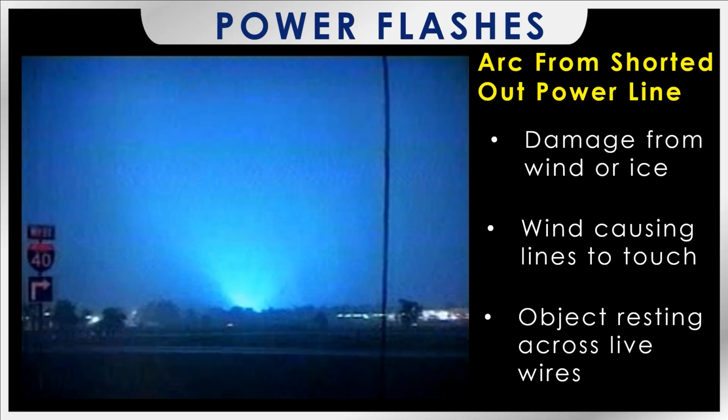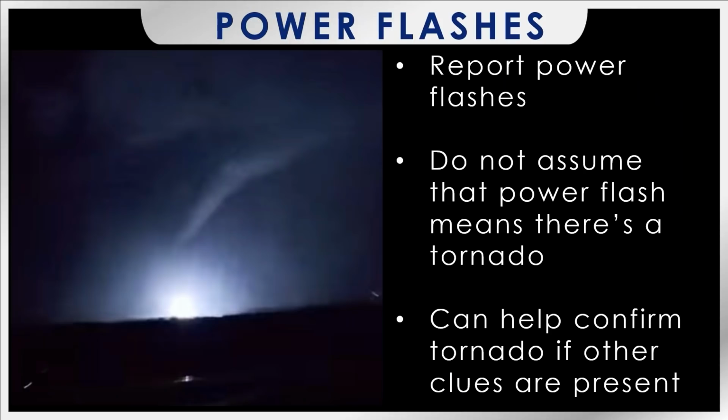And then you might also have an object resting across the live wires, such as tree damage or something like that. If you've lived in the Oklahoma area, we all know exactly what I'm talking about with the recent ice storm that passed through. Long story short, definitely report any sort of power flashes that you have, but just don't assume that it immediately means that there's a tornado.